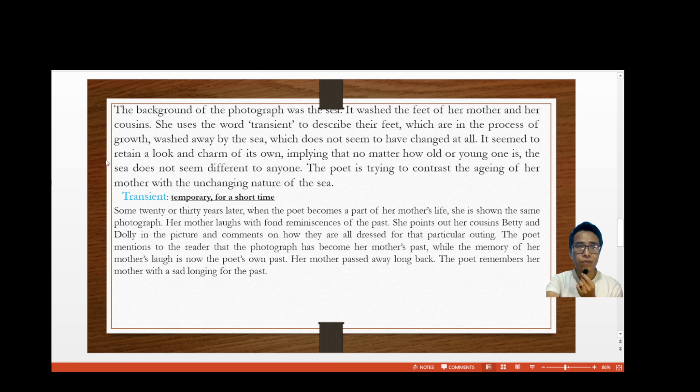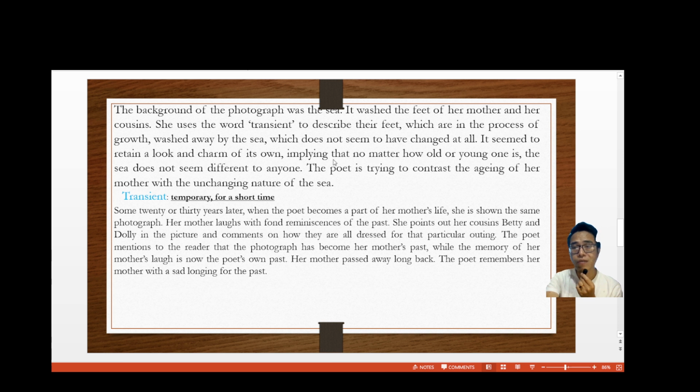Now, what happens 20 or 30 years later, when Shirley Toulson herself becomes a part of her mother's life, then what happens is that C, this C is referring to the poetess's mother, is shown the same photograph which was taken so many years, 20 or 30 years back, when they went on a sea holiday. Now, while looking at that particular photograph on a cardboard, her mother laughs with fond reminiscence. Fond means exciting, reminiscence means remembrance of the past.